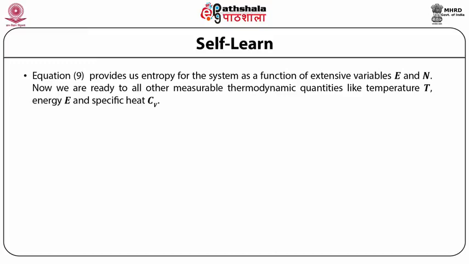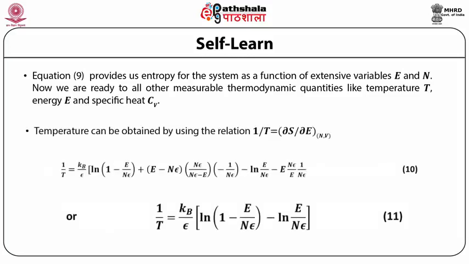Equation 9 provides us the entropy for the system as a function of the extensive variables E and N. Now we are ready to get all other measurable thermodynamical quantities like temperature T, energy E, and specific heat Cv. Recalling that temperature can be obtained by using the relation 1 upon T equal to the partial derivative of S with respect to E at constant N and constant V.